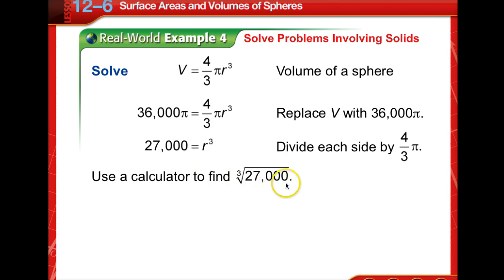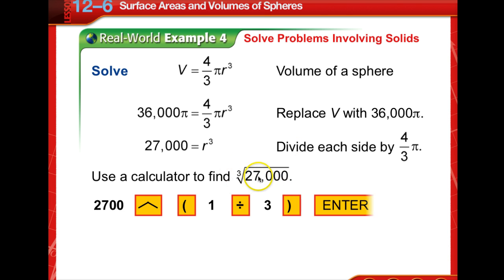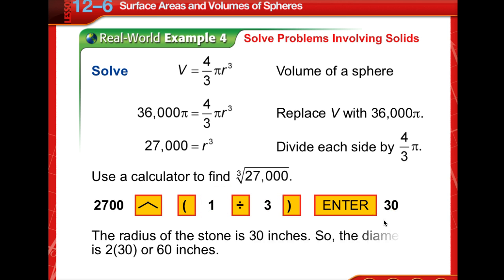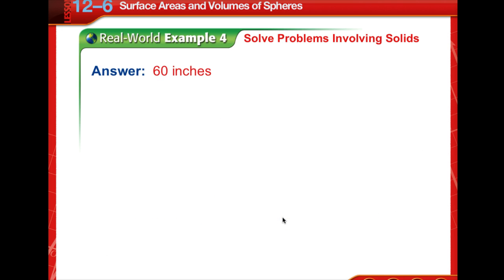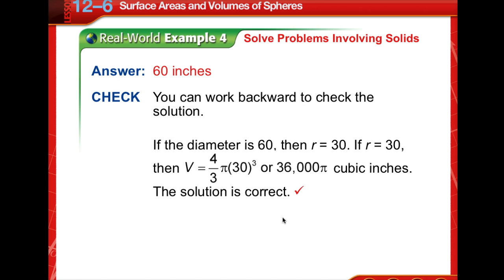Then take the cube root of 27,000. If you're unfamiliar with taking a cube root, enter 27,000 and use the caret button. You're going to go to the power of 1 divided by 3, or 1/3. When you enter, you get 30. So if this was a fifth root, it'd be to the power of 1/5. You can check your work by putting it back into the formula, a backward check for the solution, to see if you get 36,000 pi.